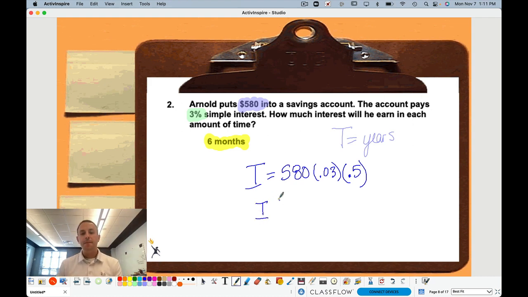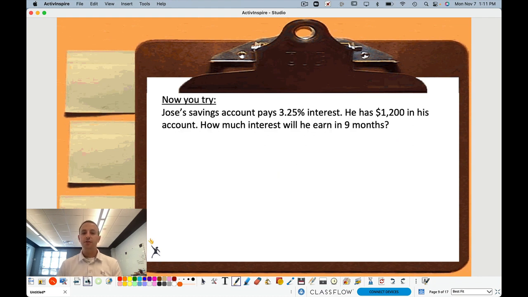Make sure I typed everything in right. I did. All right. So we're going to find out that his simple interest is $8.70 for that time period, because he only had it for half a year, and we have to remember that time is always expressed in years. So we had to change it. All right. Your turn. Pause the video and see what you guys come up with.